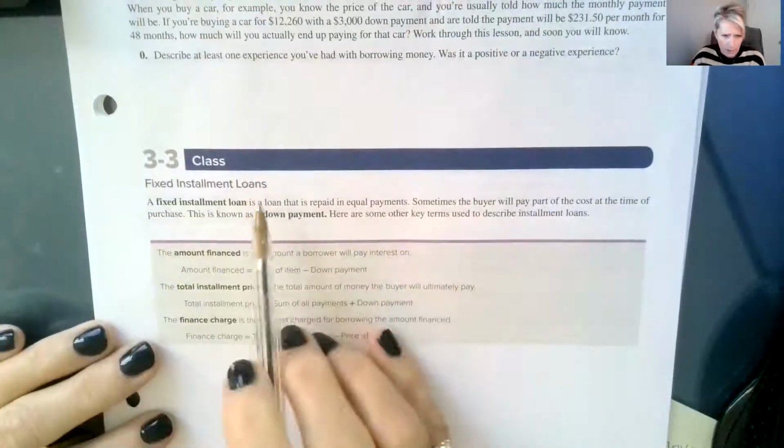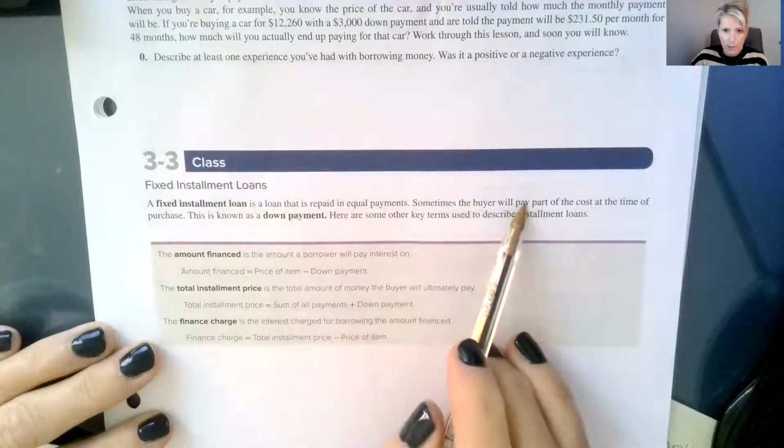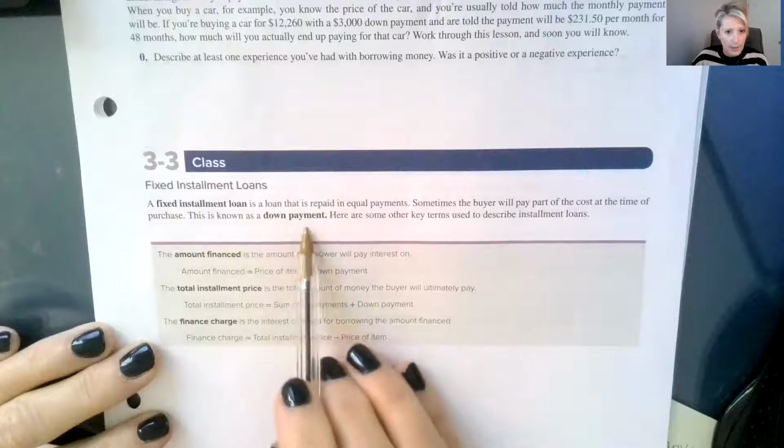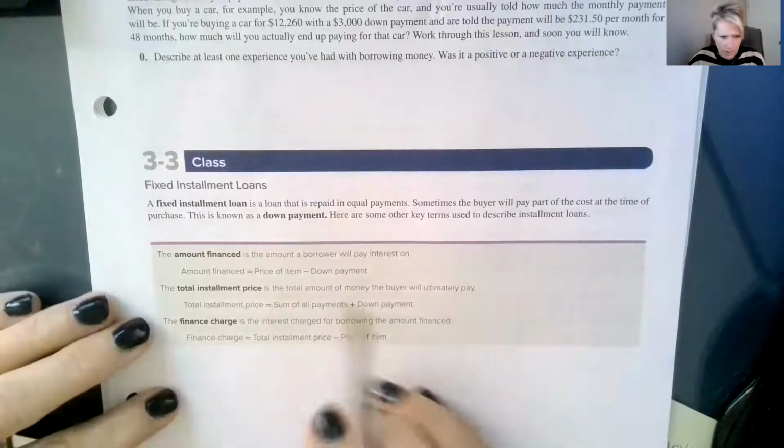A fixed installment loan, that's where we're starting, is a loan that is repaid in equal payments. Sometimes the buyer will pay for part of the cost at the time of purchase. This is known as a down payment. Here are some other key terms we're going to use to describe installment loans.